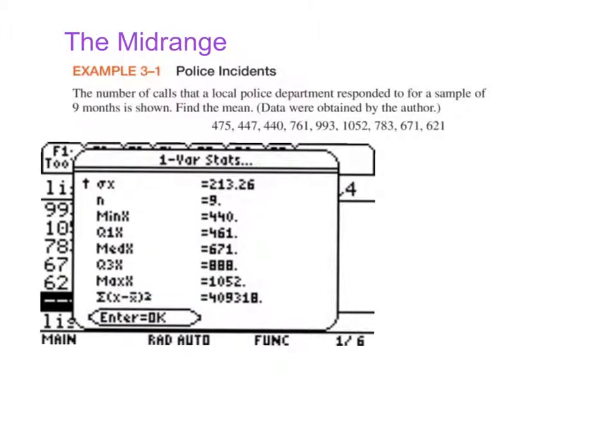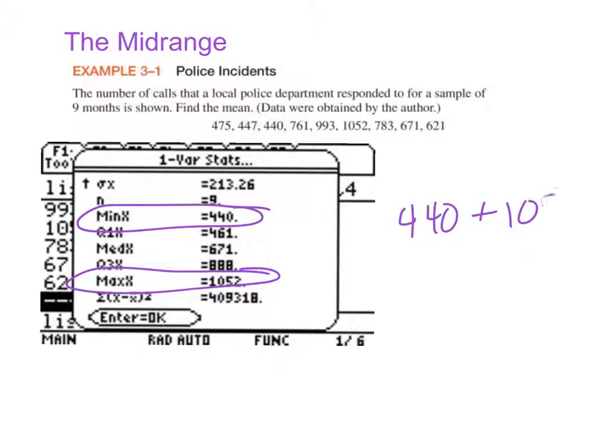So you scroll down and now you see that you got a minimum here of 440 and the maximum here of 1052. Then you have to manually add those together and divide by 2. So there you get 746. So there's not an actual mid-range on this list that says, oh, there's the mid-range. You still have to do some manual math. All it will do is pick out the minimum and maximum for you.